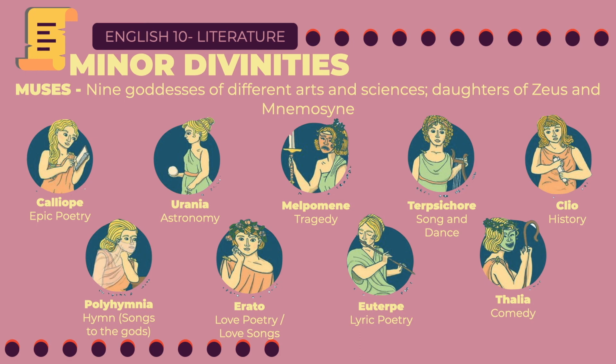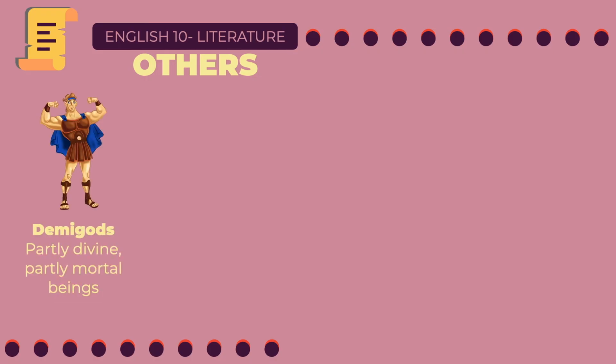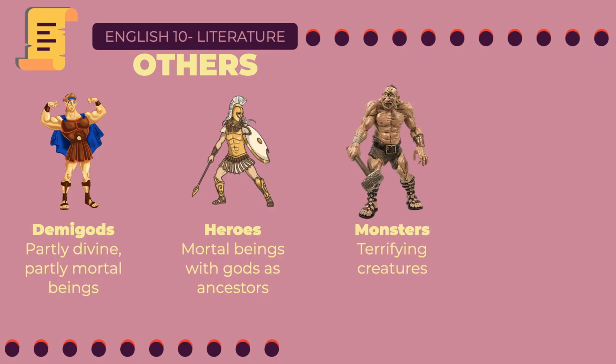Aside from gods and goddesses, Greek mythology also features the following: demigods, who are partly divine and partly mortal beings. Hercules and Percy Jackson are examples of this. Heroes are mostly or fully mortal beings with gods as ancestors. Achilles from the Iliad and Odysseus from the Odyssey are examples of heroes. Monsters are terrifying creatures. The Cyclops and Minotaur are examples of these. Lastly, men are mortals. They give worship and praises to the gods and goddesses.